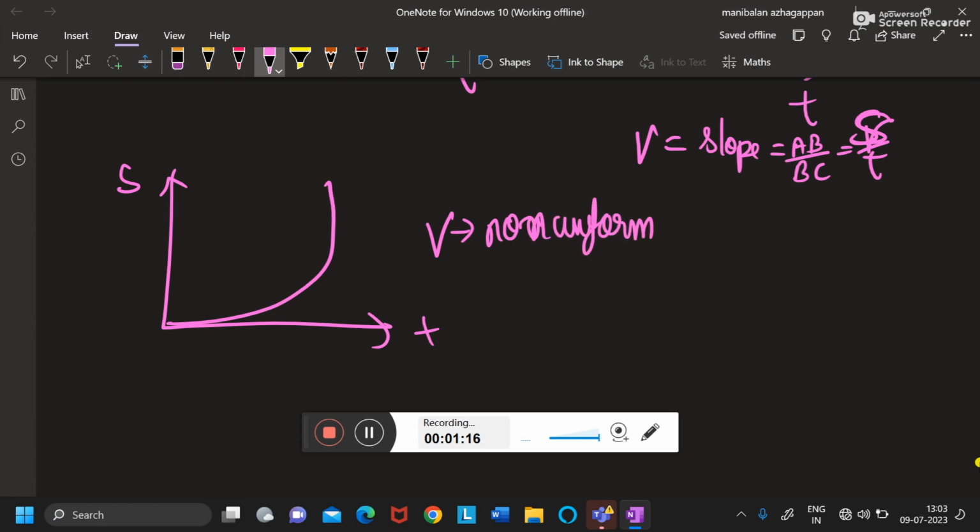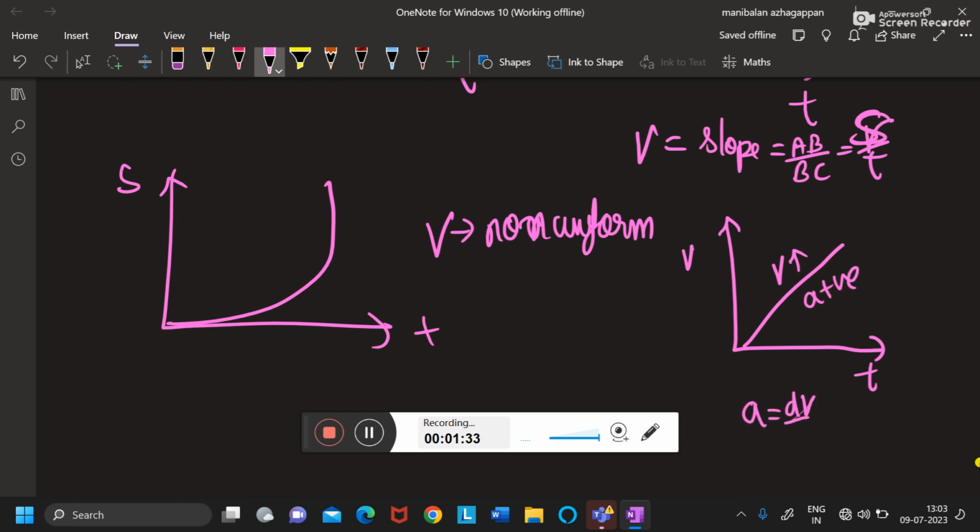Okay, next one, velocity versus time graph, increasing velocity with time. Okay, velocity increasing with respect to time, which is called acceleration, positive acceleration. Velocity increasing, acceleration will be positive, so acceleration is going to be the rate of change of velocity.